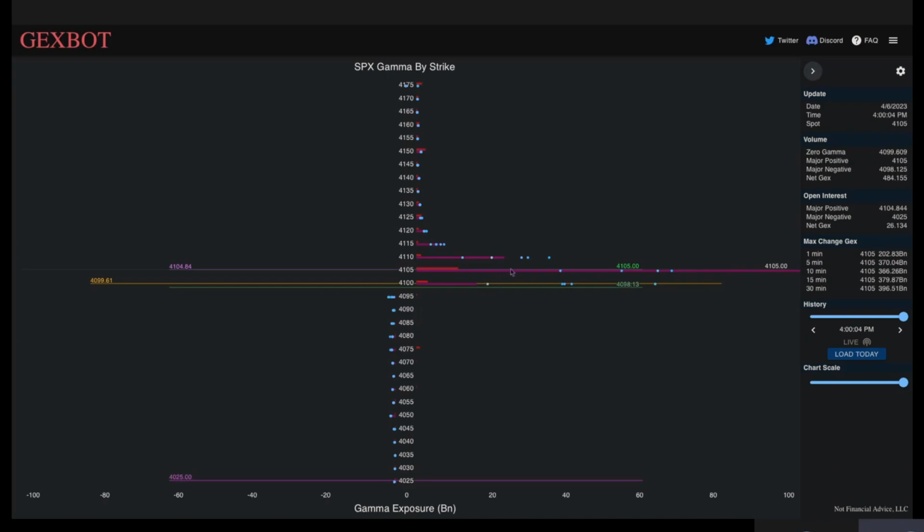And the reason for that is the 4105s are the closest to the money. With this we get into a different video, which maybe will be made eventually with regards to pinning and pin slippage and all those things, which is kind of fun. But no surprise that we pinned here at 4105 on the dot for the close.